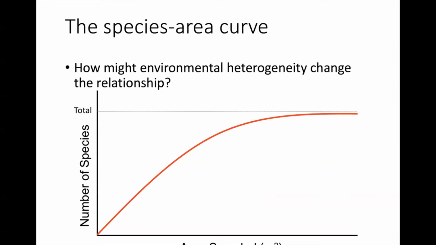Okay, so what I've done is I've just traced the curve on the board, and I'm going to ask you all to think for a moment. If you had a different community which had more spatial heterogeneity of resources than the one represented by this curve, how might that curve look different?